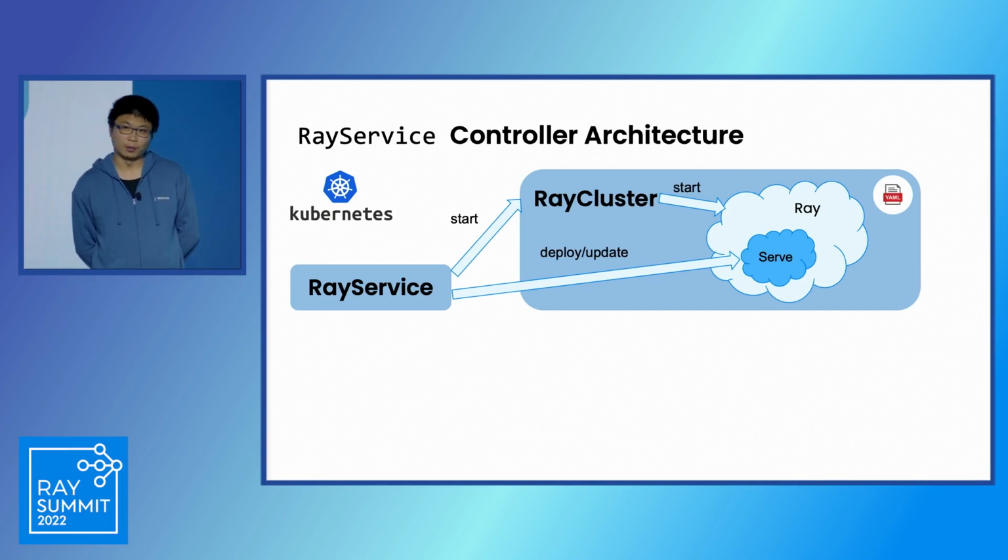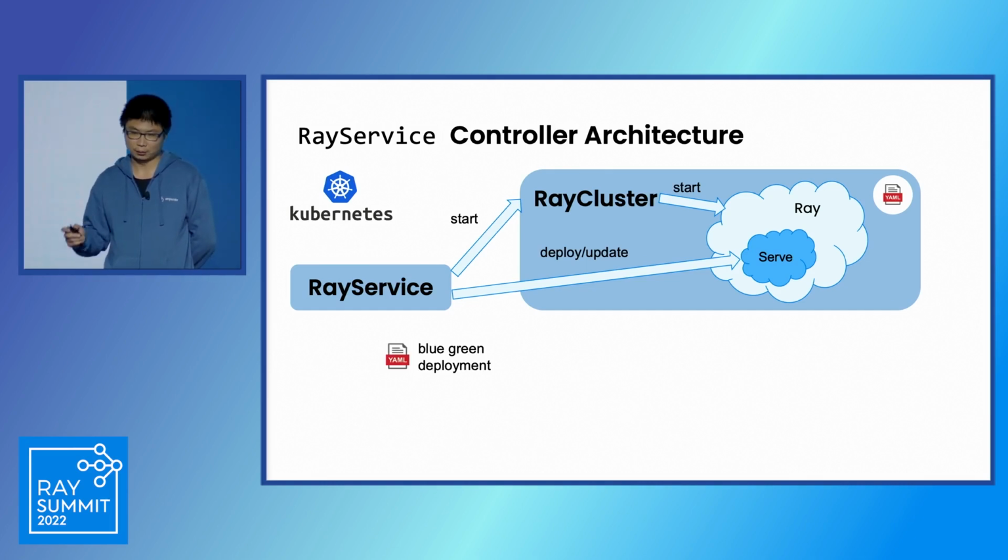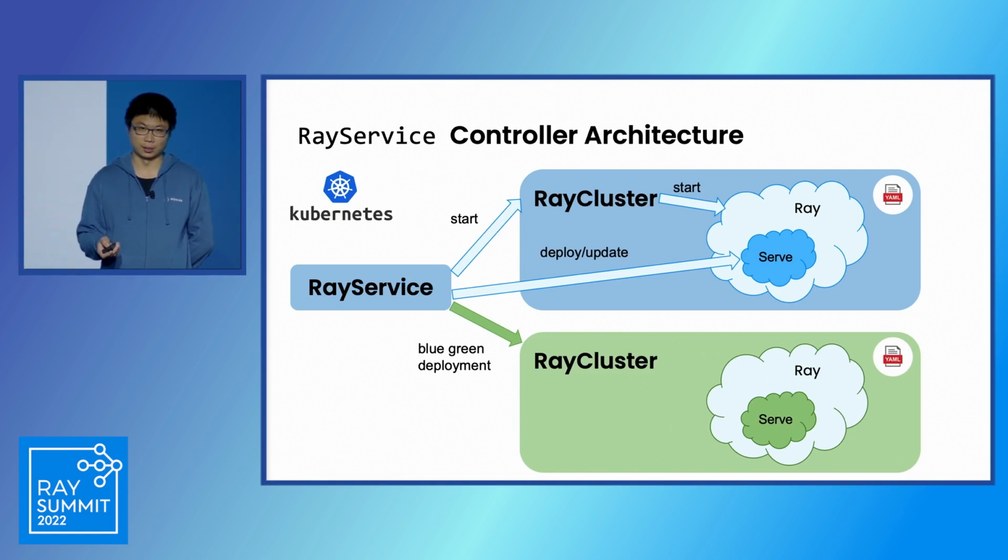But what if you want to have some bigger change? For example, Ray just released a new version, so you want to update your Ray container to a new version of Ray. Then we cannot do an in-place update within the Ray cluster. So the Ray Service operator provides you another way to do a very safe deployment, which we call blue-green deployment. The Ray Service will detect that we have a cluster config change. It will first start a green cluster, following the same routine as the blue one.